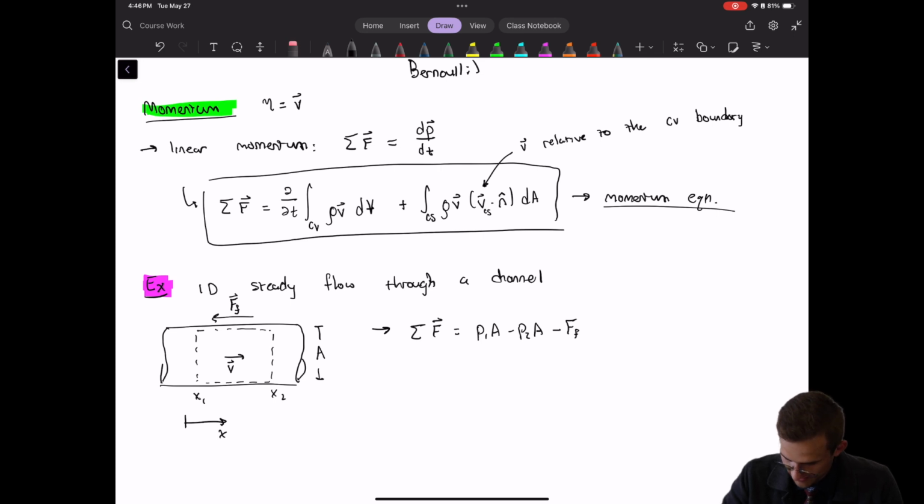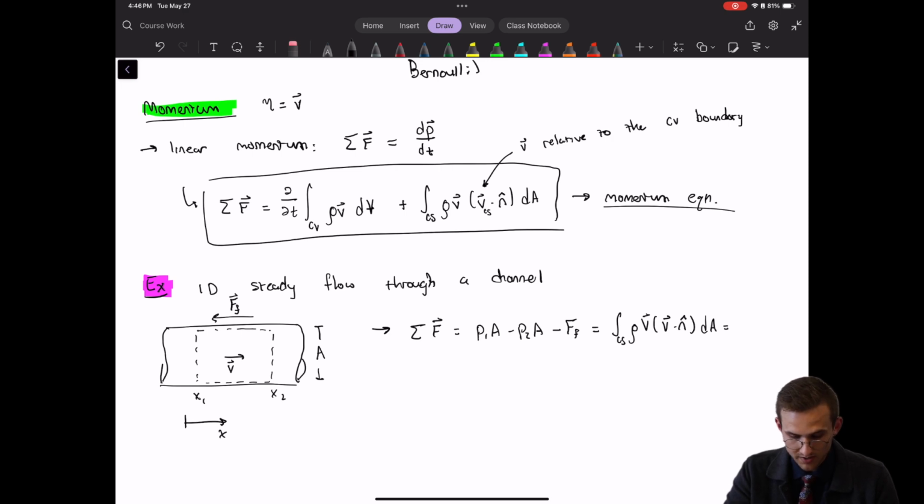Okay, and then it's steady, so we don't have the partial with respect to t term, but we do still have our surface integral term, rho v dot n hat dA. In this case, the v's are the same, so we don't have to worry about that note that I made before. But we do have to be careful about our signs.